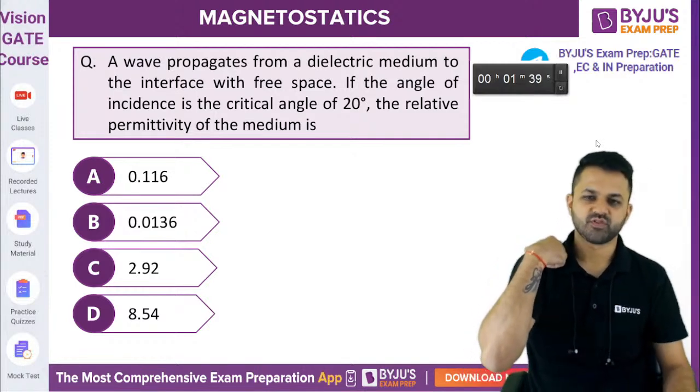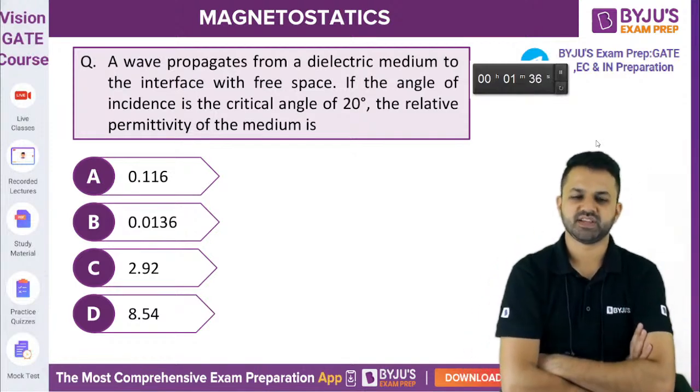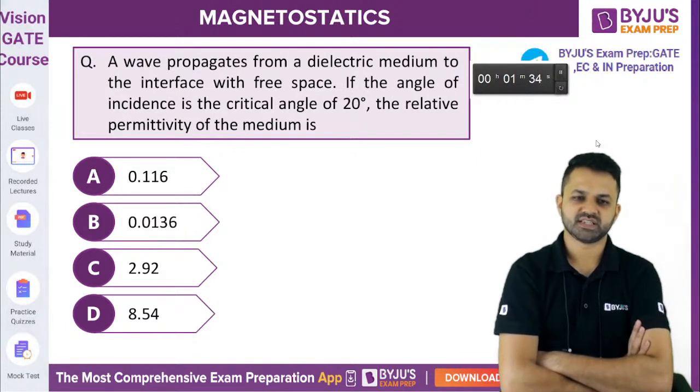A wave propagates from the dielectric medium to an interface with free space. If the angle of incidence is the critical angle, then find the relative permittivity of the medium.